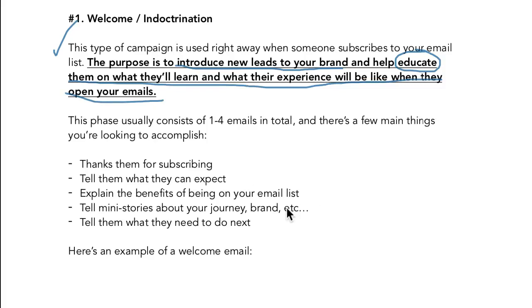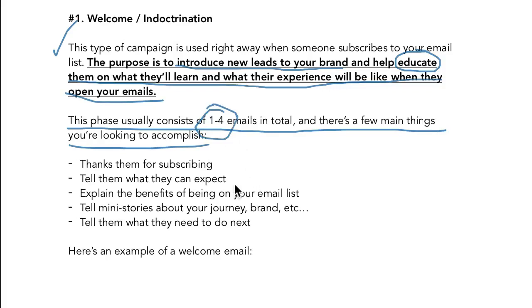Okay, so again, it's sort of like getting to know somebody. Here's what it's like to be in relationship with me, okay? And here's what it will be like to be in relationship with me in the future. It's important. So this phase usually consists of 1 to 4 emails in total, and there's a few main things you're going to be looking for. So this can be anywhere from 1 single email to up to 4 emails. Again, there's no right or wrong here, right? You ask anybody in this industry, some people will say the right amount is 2 emails. Some people will say it's 4. Kind of a magic number is 3 emails, okay?